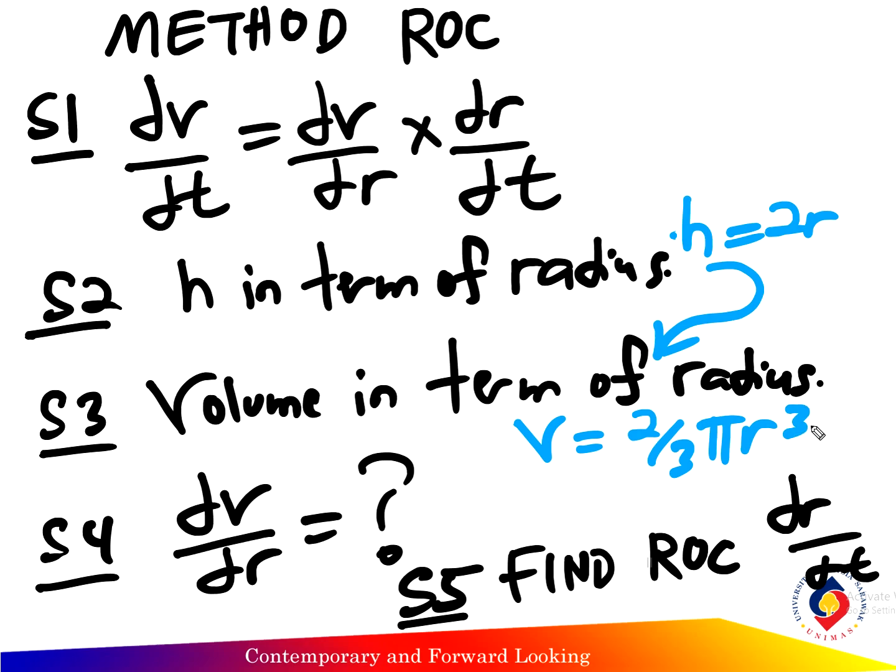Okay, and step 4, find the dV over dr. Volume here equals 2 over 3 pi r cubed. And dV over dr equals 2 pi r squared, yeah? Okay, and last, find the rate of increase of the radius, dr over dt. So this one, dr over dt.